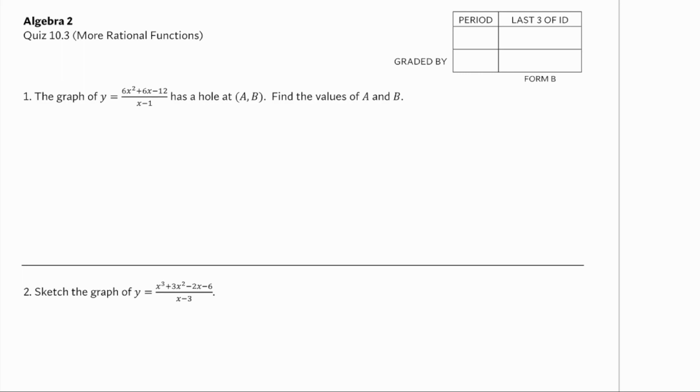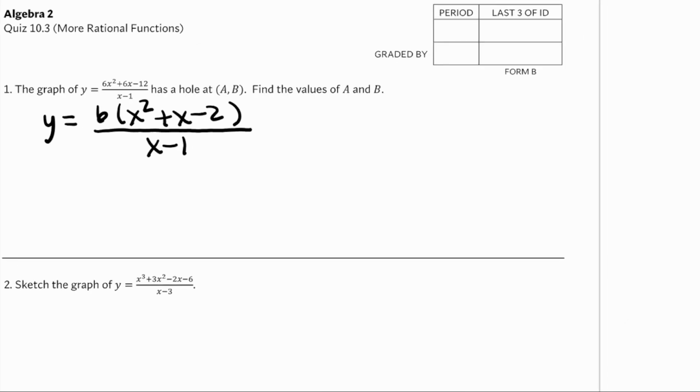All right, now we're going to move on to form B. The graph of y equals 6x squared plus 6x minus 12 over x minus 1 has a hole at (a, b), so I'm going to need to factor and cancel. So y is going to equal 6 times x squared plus x minus 2, divided by x minus 1. I can rewrite that as 6 times, factoring the top, x plus 2 times x minus 1.